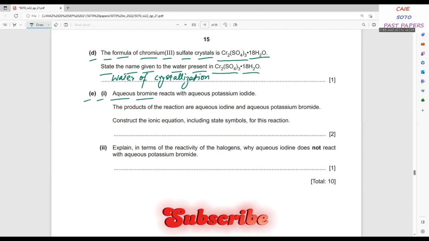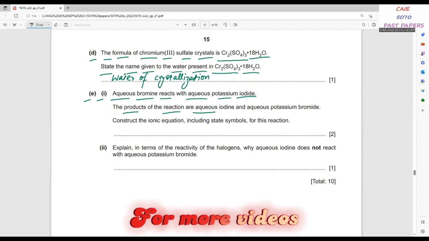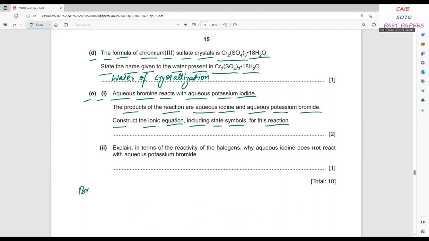Aqueous bromine reacts with aqueous potassium iodide. The products of the reaction are aqueous iodine and aqueous potassium bromide. Construct the ionic equation, including state symbols, for this reaction. So the reaction will be like this: Br2 plus KI gives KBr plus I2. Now let me balance the equation. This is the balanced equation.